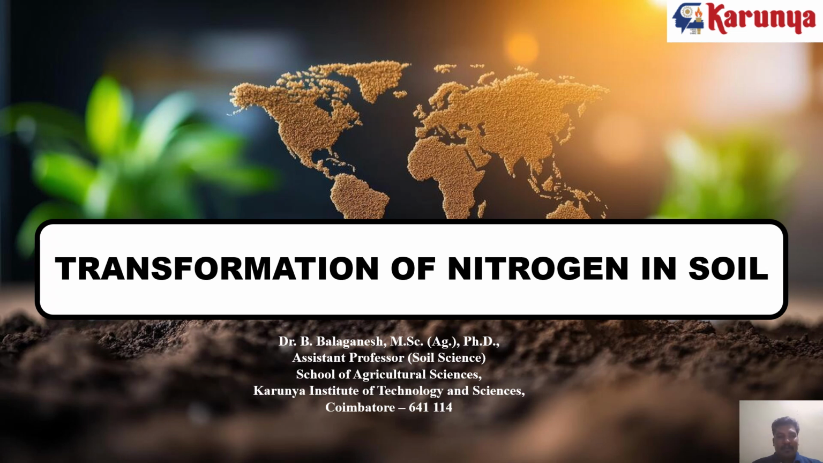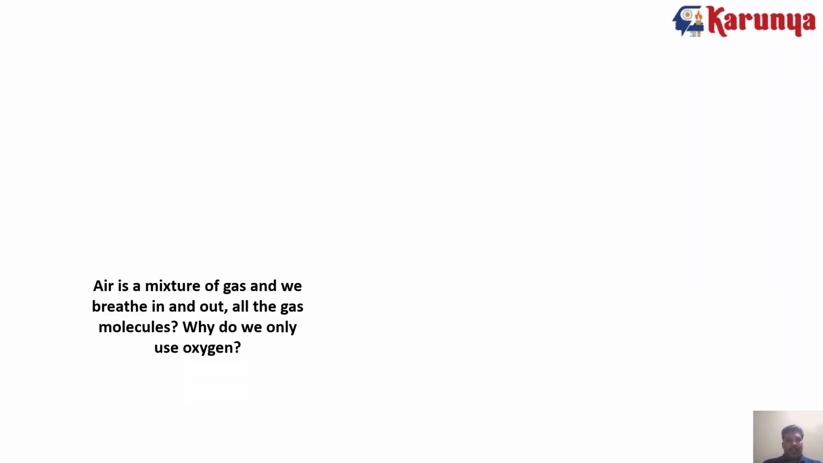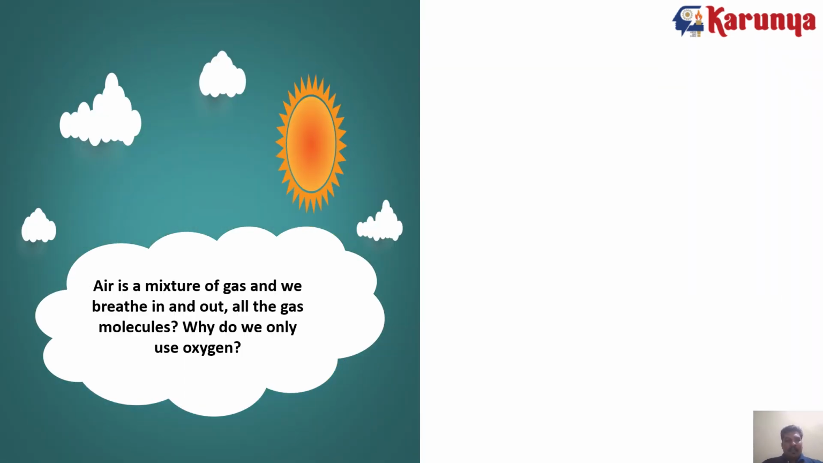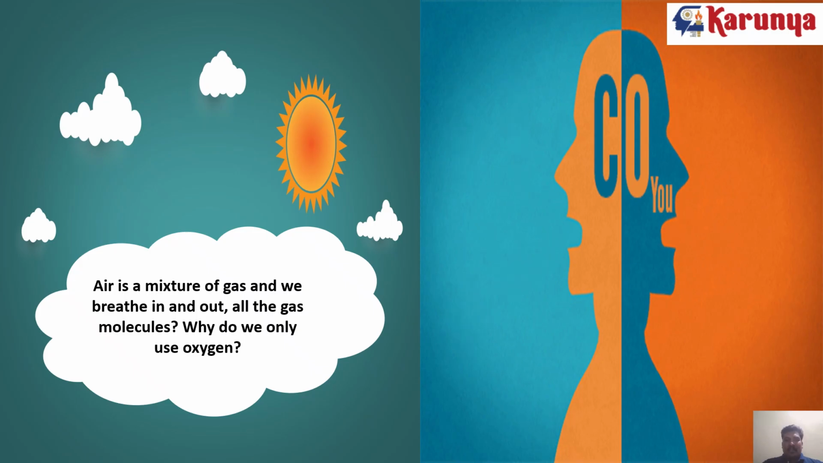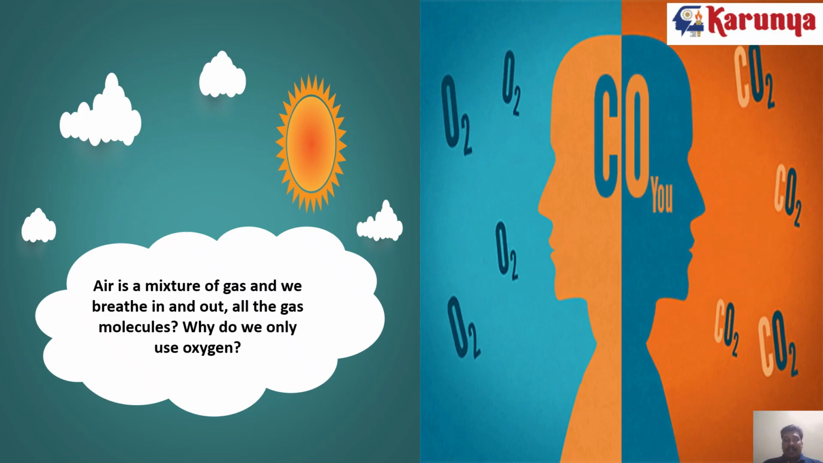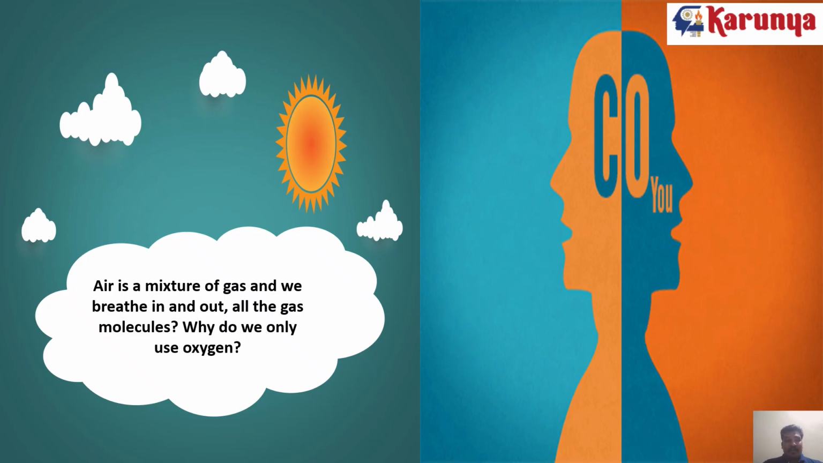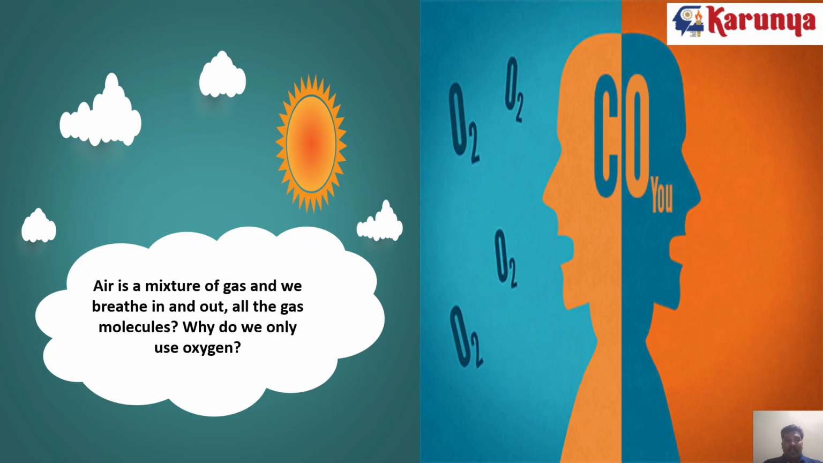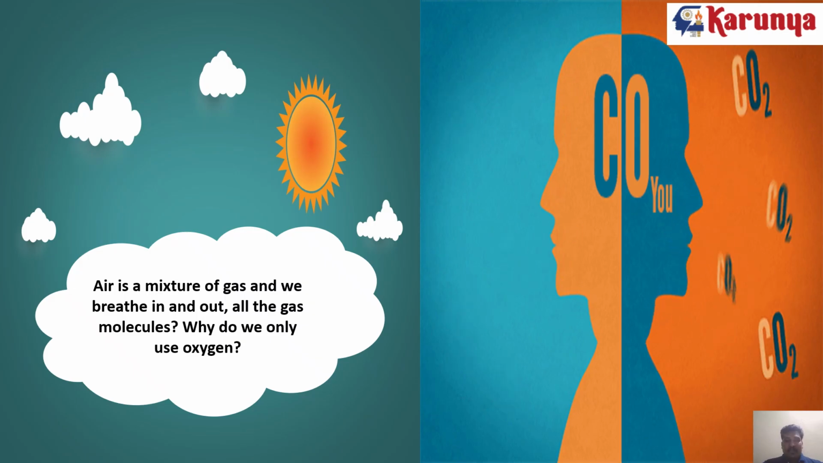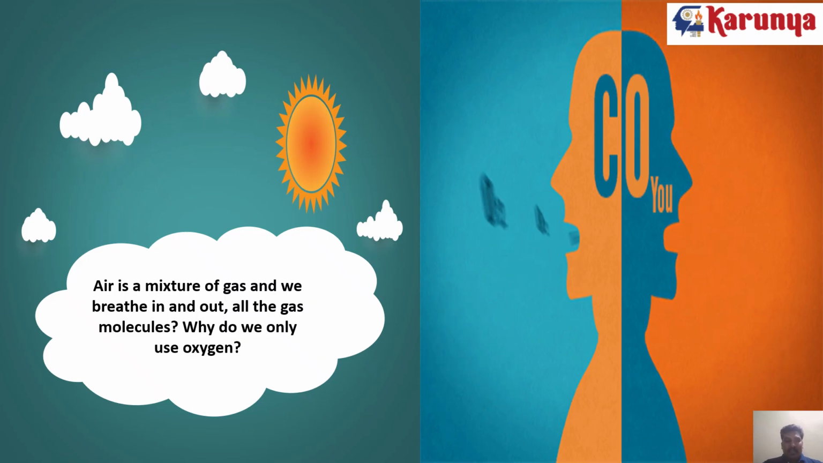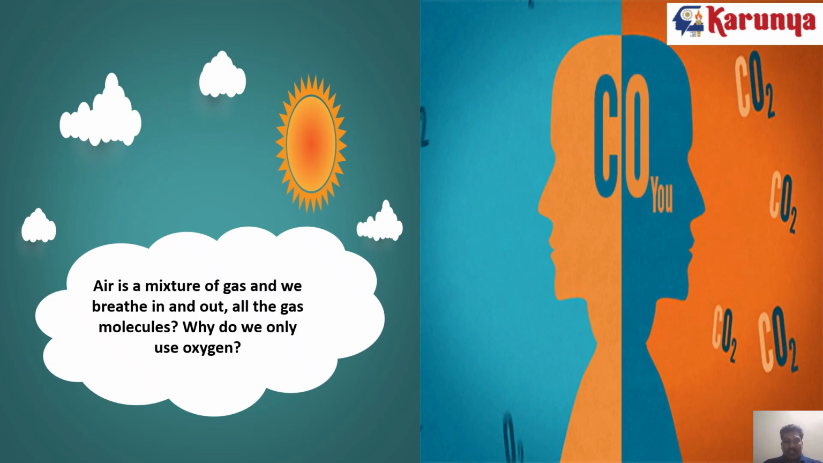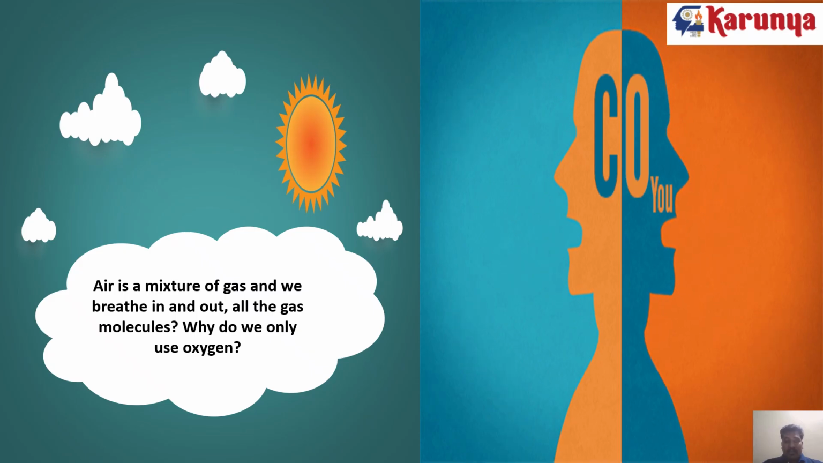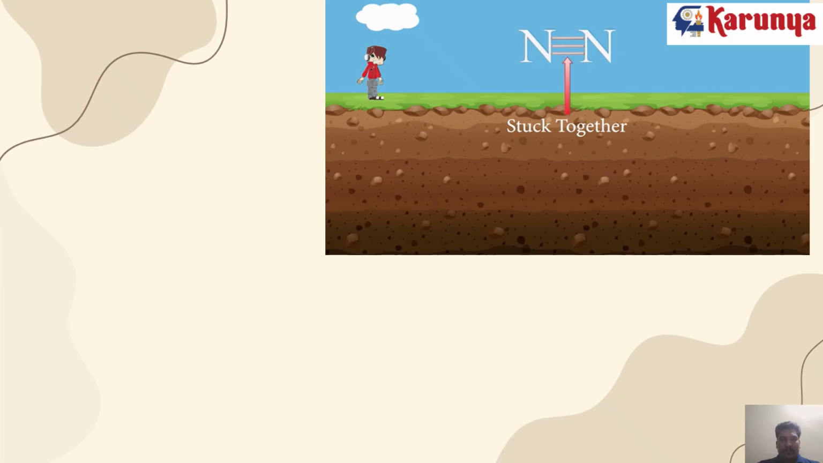Welcome all. I am going to discuss the transformation of nitrogen in soil. Despite 78% of nitrogen being present in the atmosphere, we could not use it for respiration. We utilize only the 21% of oxygen available in the atmosphere. Why is it so?